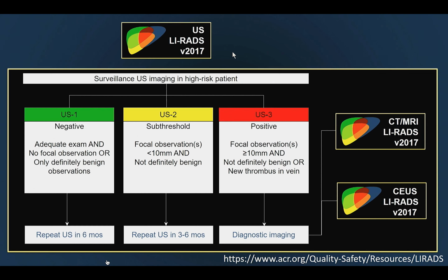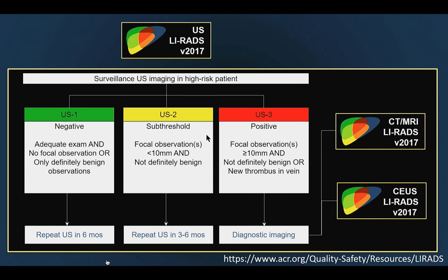And so this is an overview of ultrasound LIRADS. It's simple, it's easy, right? You've got three different categories. Ultrasound 1, which is a negative, means it's an adequate examination with no focal observation, or you're seeing things that you can be very confident represent benign entities.